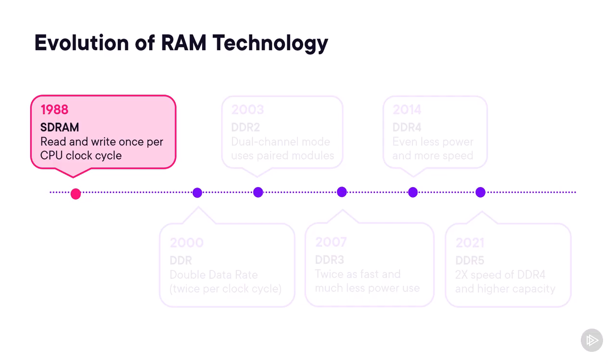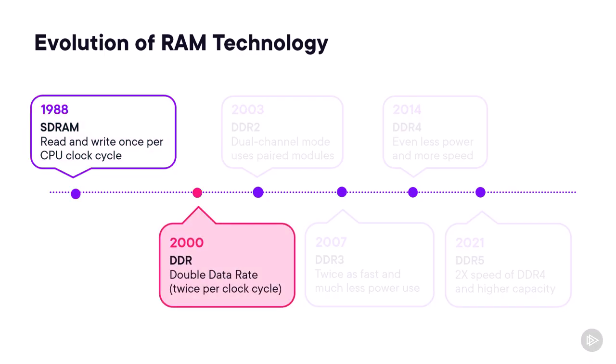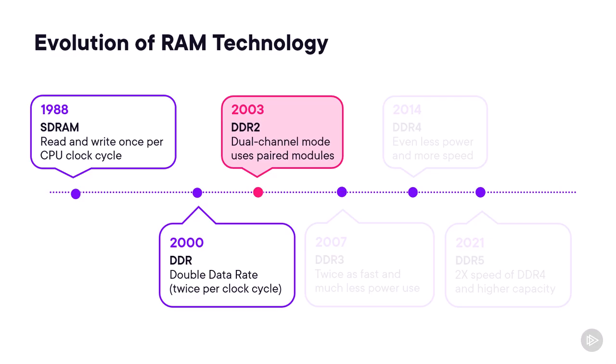Here's an overview of the development of RAM technology over the last couple of decades. Before DDR, we used something called SDRAM, which could only read and write once per clock cycle of the CPU. Now in 2000, DDR doubled that data rate, hence the name DDR. Since then, speed and capacity have continued to go up, and power consumption has continued to go down, all while maintaining very high reliability. In 2003, we saw the advent of dual-channel mode, in which module pairs improved performance by letting the CPU access two different RAM modules at the same time.